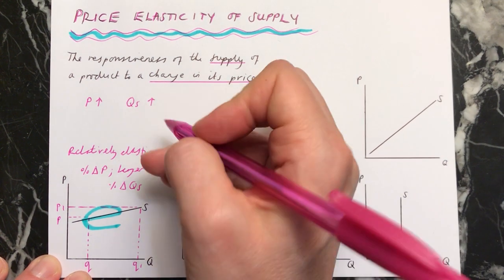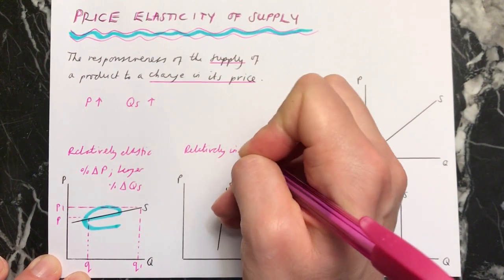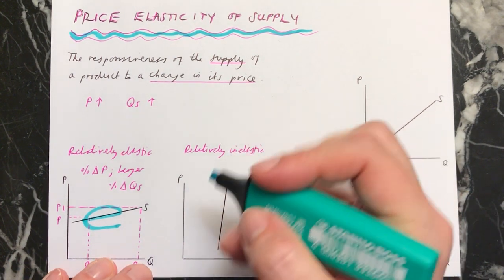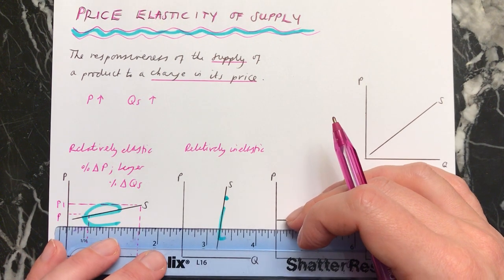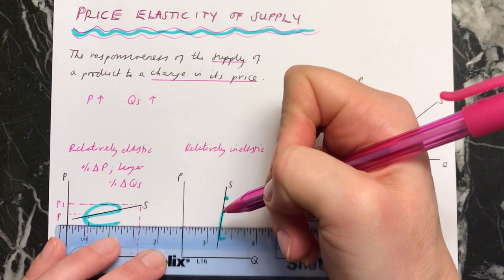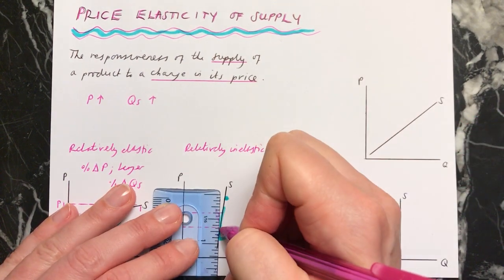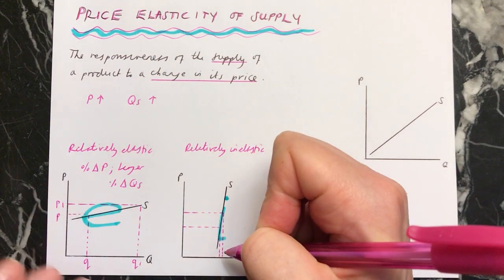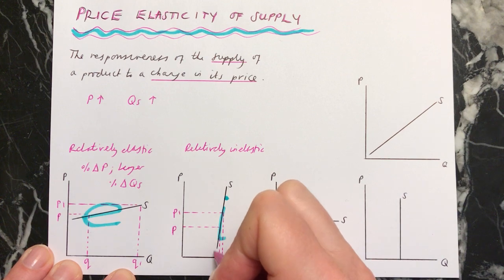The next one here is relatively, so quite, inelastic. And again, quite easy to remember because this looks like an I for inelastic. And here we can see that when we have our percentage change in price, it leads to a smaller percentage change in the quantity being supplied, because when the price goes up, it only causes this much smaller percentage change in the quantity being supplied.